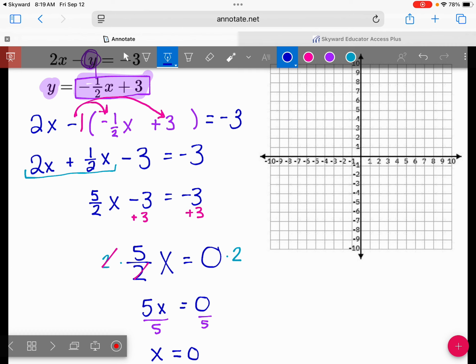That's not my whole answer. It's half my answer, but it's not my whole answer because I still need to know what y is. That's when this y equals equation comes in real handy. Because I can take my y equals -1/2 x plus 3. And I can substitute in the fact that we know, hey, that x is going to be 0.